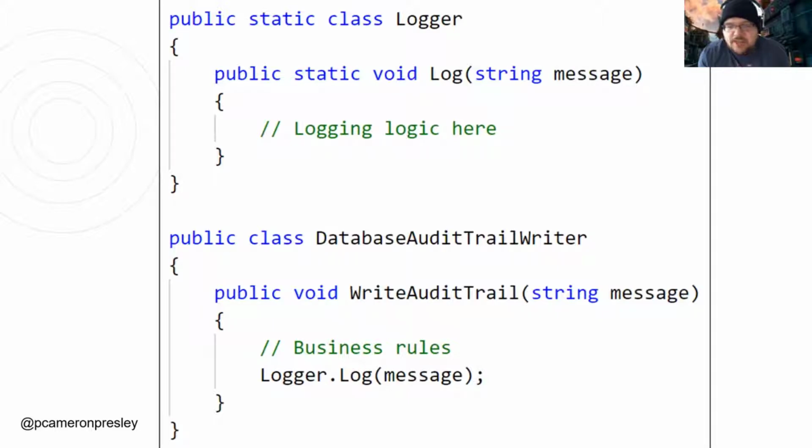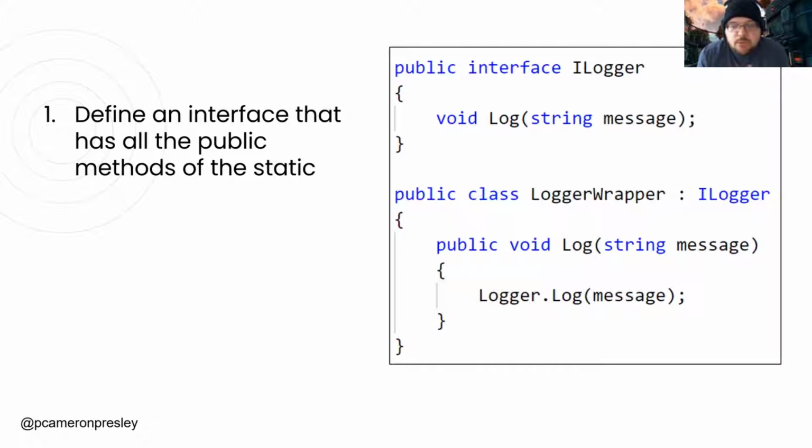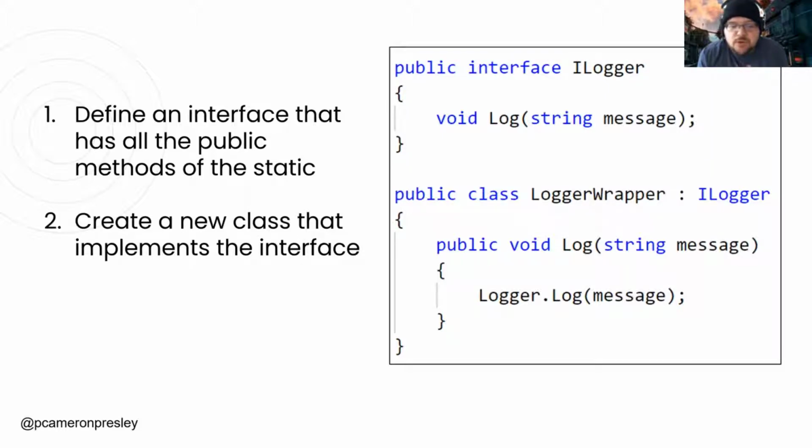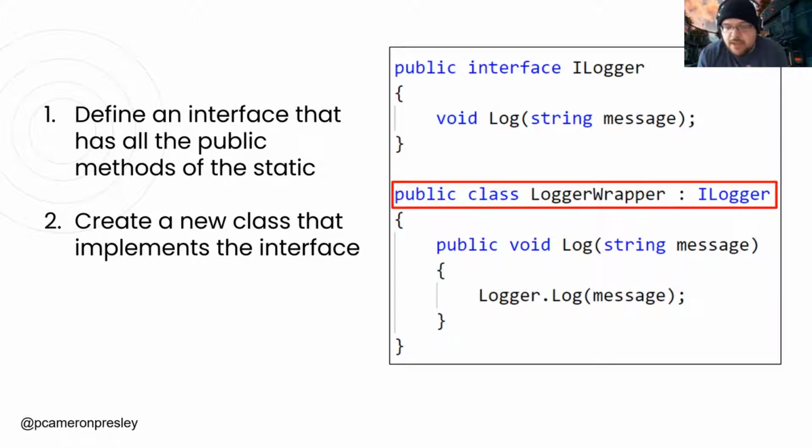So here is our example where we had the static logger, good old friend here. And we're going to start refactoring this a little bit. So step one, I'm going to define an interface that has all the public methods of that static class, which we do right here. Since our static logger class only had that one log method, here's how we implemented it, right? So it's got the same log method, same signatures, same everything. Once we've defined that interface, what we can do next is create a new class that implements that interface. And typically, I like to call the class whatever thing we're wrapping, wrapper. So that's what we have here, public class LoggerWrapper. It's going to implement ILogger.